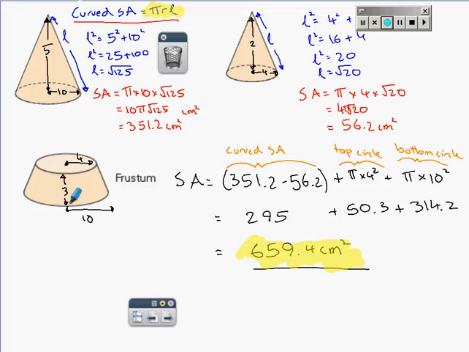Then we have to add on the circle at the top, because that's part of the surface, and then we have to add on the circle at the bottom, because that's also part of the surface. So when we work out those, this curved surface area is 295, top circle is 50.3, bottom circle is 314.2, add those together, and we get our final answer. So loads to take in there. Do have a look over it again if you need to. Well done if you understood all of that.